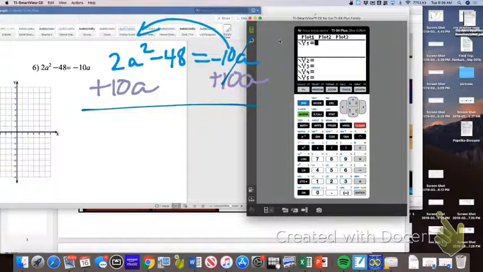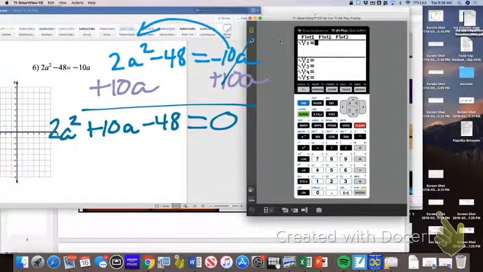Alrighty, sorry about that. So over on the right-hand side, that's going to cancel and leave me with a 0. Okay, because there's not nothing there. There's still a 0. And obviously, we cannot combine an a and an a squared because they're not like terms. So all we're doing is rewriting the left-hand side of the equation. So it's 2a squared plus 10a minus 48.